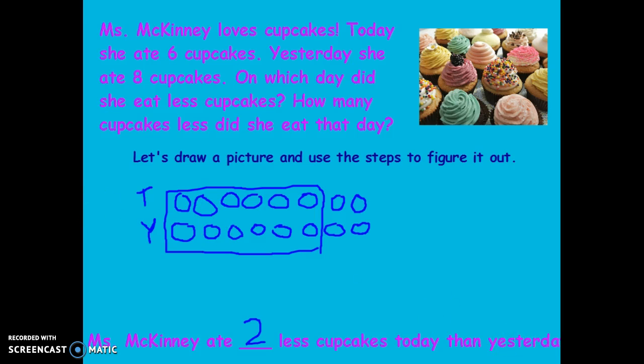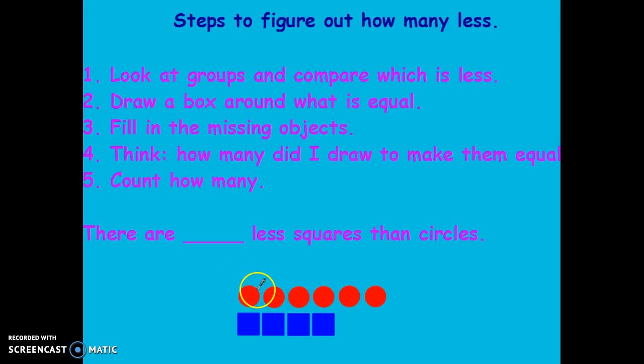All right, kindergarten, now since we have practiced our steps, it is your turn to complete the worksheet in front of you. You need to go through the steps, circling the groups that are equal, filling in the missing, and writing how many less. Get started.